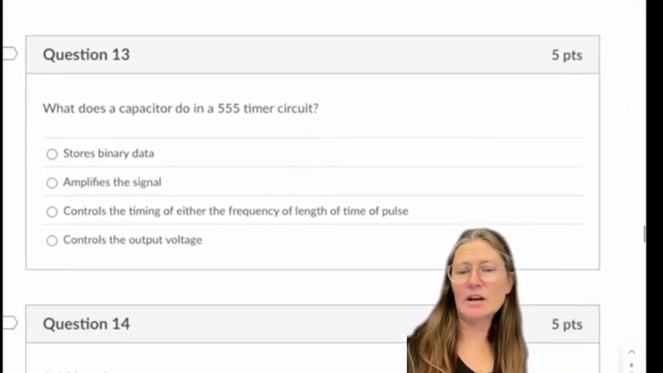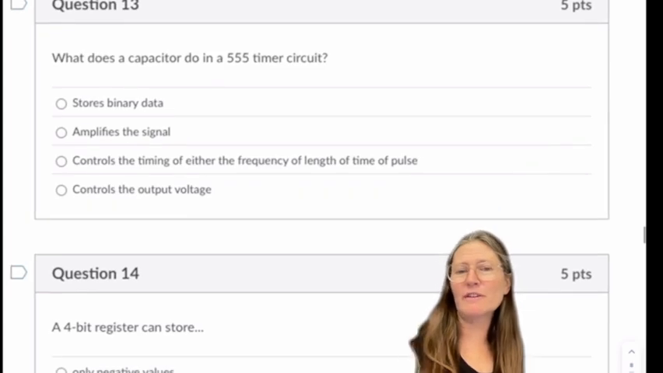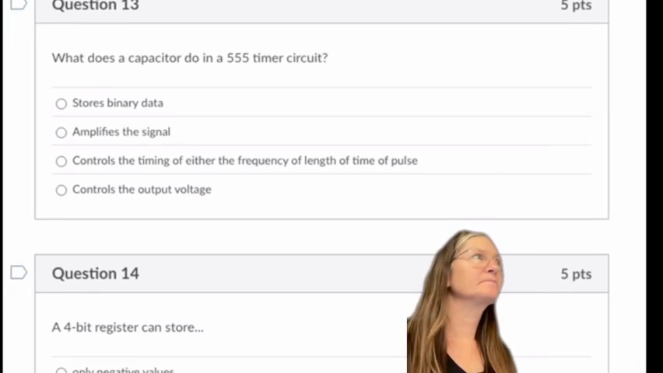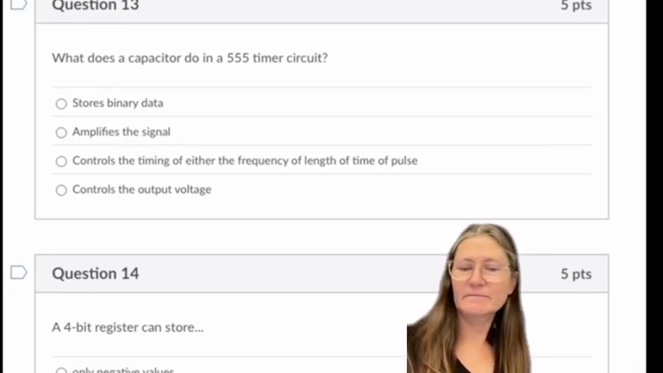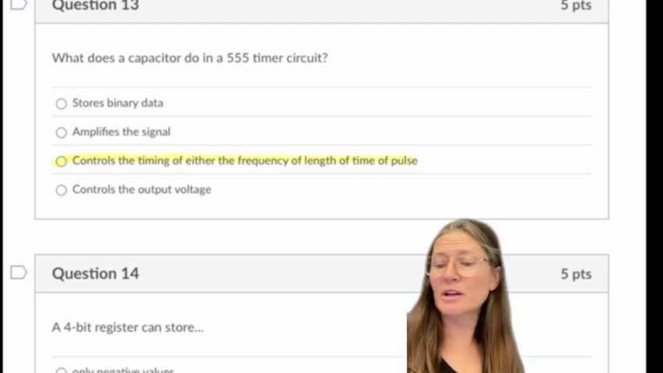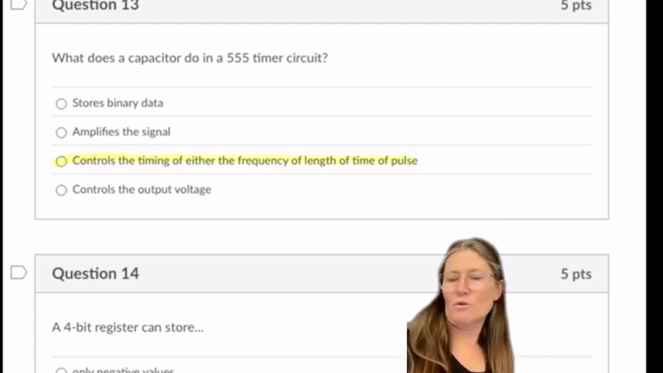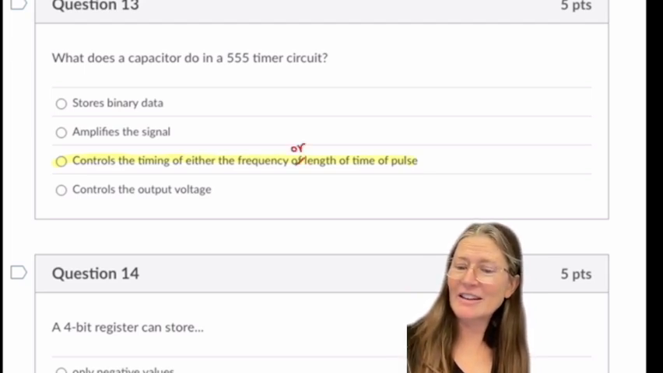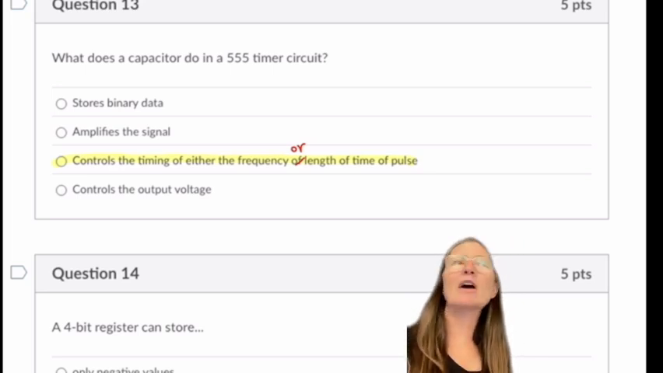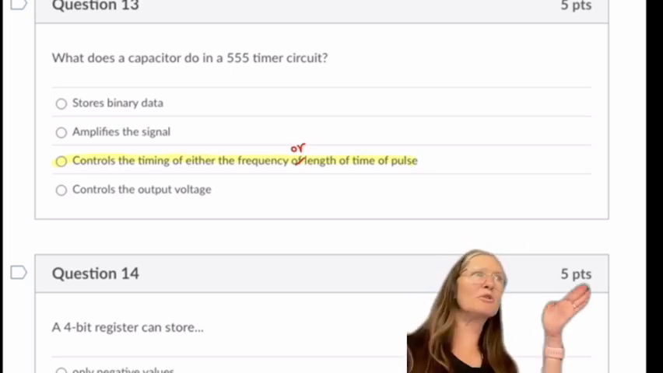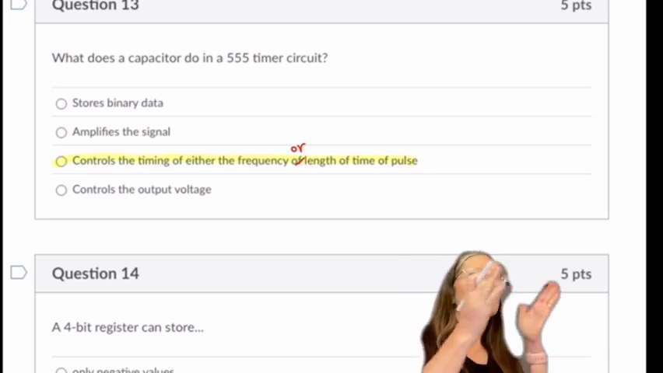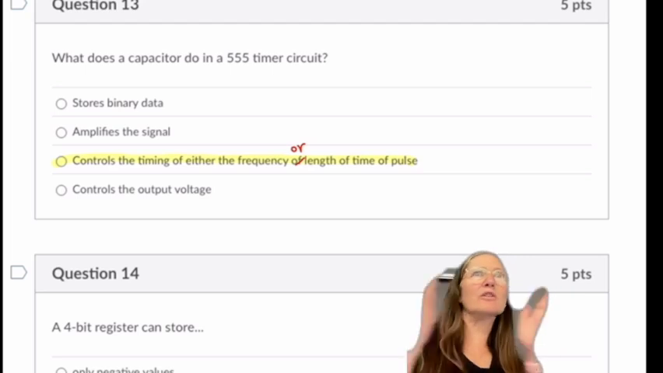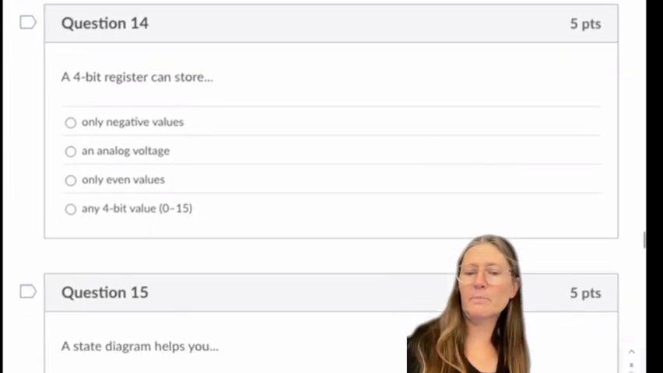All right. What did the capacitor do in a 555 timer circuit? Correct. It controlled the timing of the frequency. Oh, that's a typo. Or the length. It's supposed to be or the length of time of that one pulse. So remember, you had either one. One was the frequency of how fast it was switching, and then the other one was how long it went.